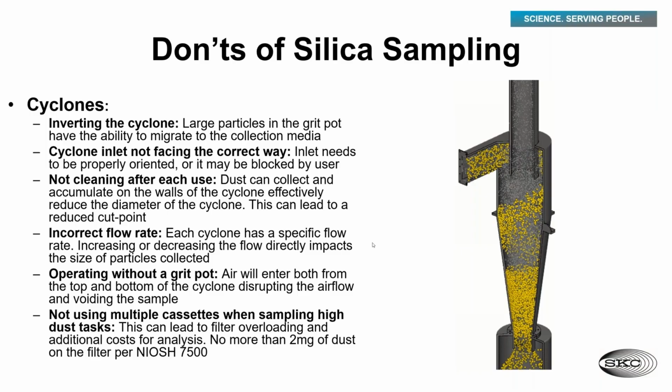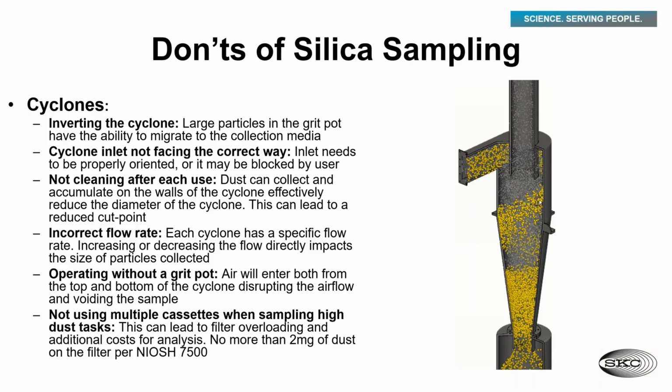So as far as some of the don'ts of cyclones, if we invert this cyclone, you can imagine that everything that we have collected has that opportunity to travel upside down and travel up with those smaller particles and be caught on your filter. This, again, will artificially elevate your results. You'll end up with larger than respirable particles on that filter. It's going to skew your results, and more likely than not, that particular sample is not going to be valid, and you'll have to take that again.